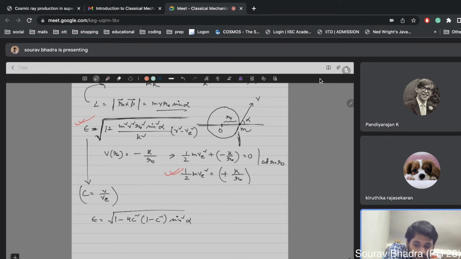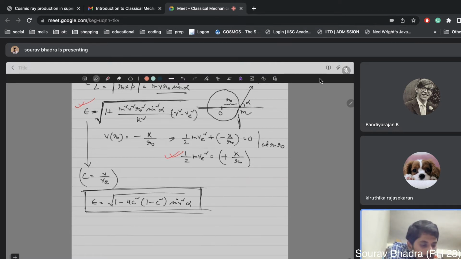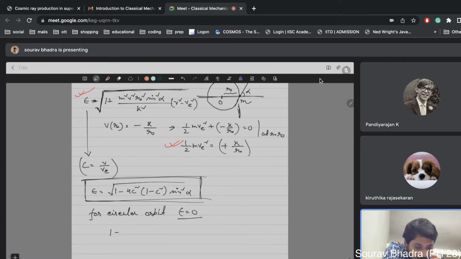Just try to do it by yourself, it is not a hard thing. So this is now a very interesting equation. Why? Because you know that for a circular orbit, epsilon is equal to 0. Now if we write epsilon equals 0, that means 1 minus 4 c square times 1 minus c square sine square alpha is equal to 0.